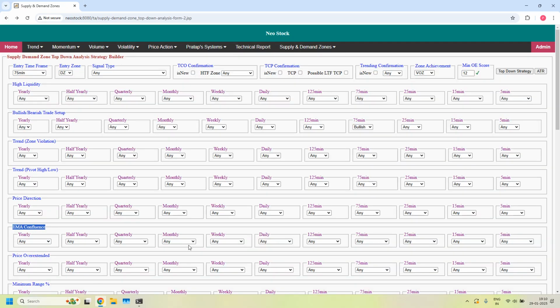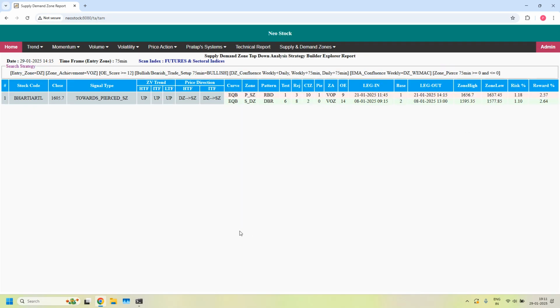So in the EMA confluence, weekly time frame, I am setting the filter weekly demand zone having weekly EMA confluence, because 75 minutes entry zone together with daily zone is part of the weekly zone. That means overlapped with weekly. So we got 1 stock. So this is the reason why Bharti Airtel is all these days giving multiple testing from this zone. Excellent.